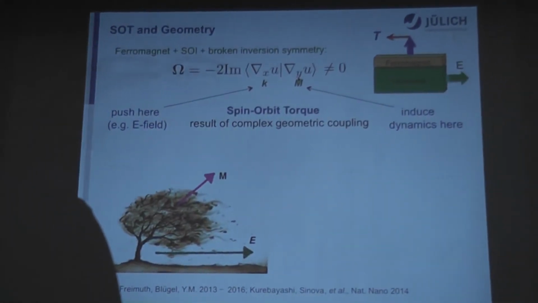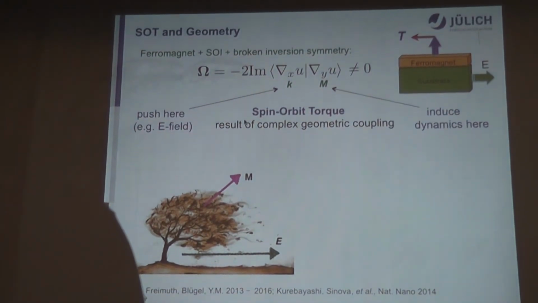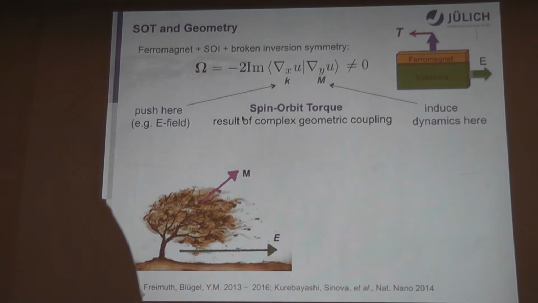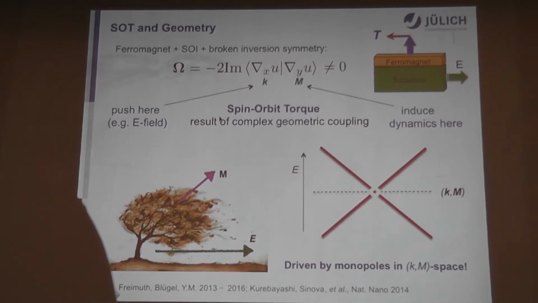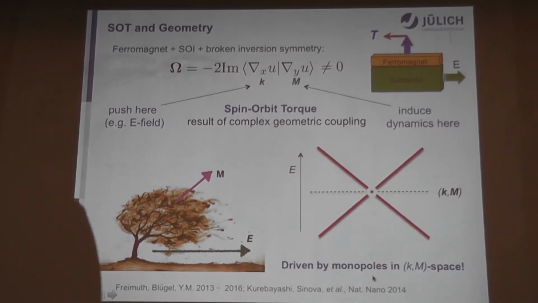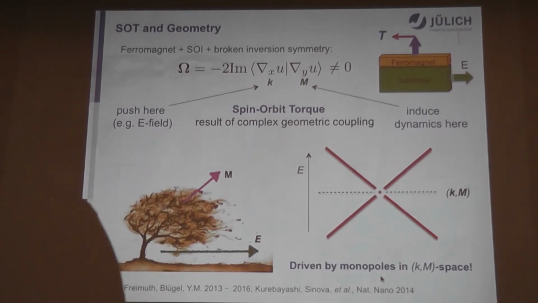Now, in this simple ball on the cup picture, we can apply an electric field, and we can ignite the motion of our electrons in k space. What we see is a response in the magnetization direction. And this is nothing else but the torque which we apply with the current. So what we can conclude from this simple picture is that the spin-orbit torque is a result of the complex geometric coupling that we can have in these systems. What we can also conclude from knowing the physics of, let's say, the anomalous Hall effect is that the physics here is driven by monopoles, but not in k space now, but in a combined space of k coordinate and the magnetization direction.